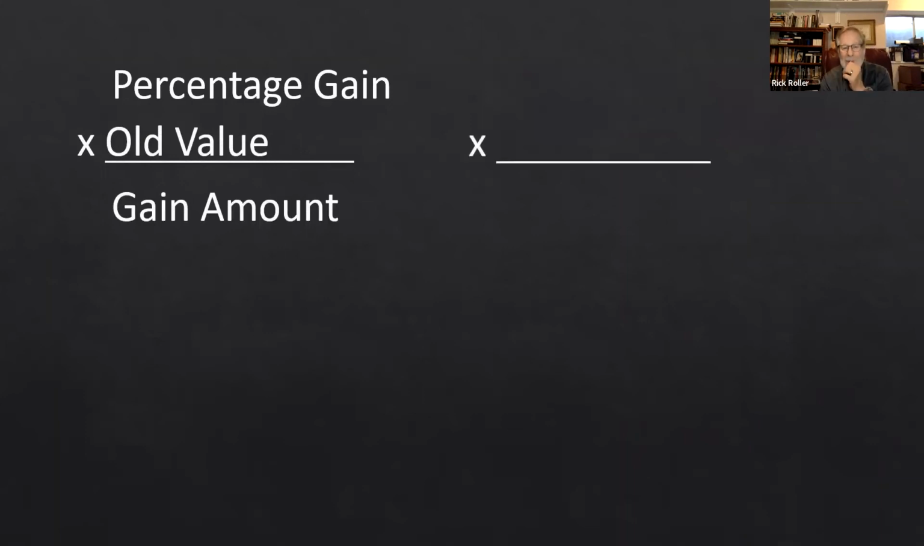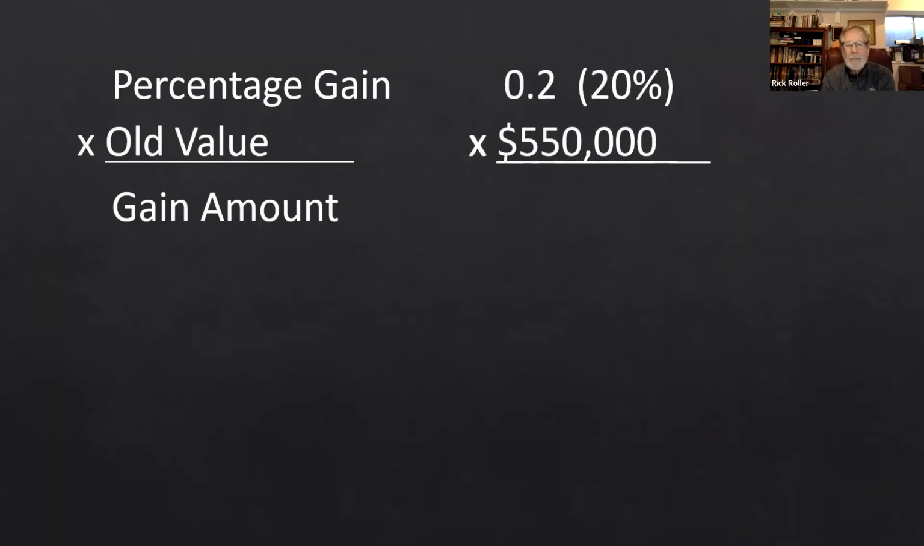All right, so let's look at this. Let's put some numbers in here. Percentage gain was 20%, 0.20. The old value was 550, so we take the 550 times the 20%, and that's going to go up to $110,000. Does that make sense to you? The gain amount will be 110. If they paid $550,000 for it, what is 20% of $550,000? It's 110,000. So you can double check some of the stuff if you wanted to.